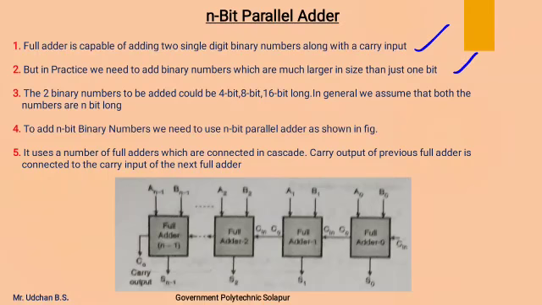To add n bit binary numbers, we need to use an n bit parallel adder as shown in this figure. It uses full adders which are connected in cascade, and carry output of previous full adder is connected to the carry input of next full adder. These are the full adders. This is full adder 0, this is full adder 1, this is full adder 2 and this is full adder n-1, as we have considered n bits for addition.